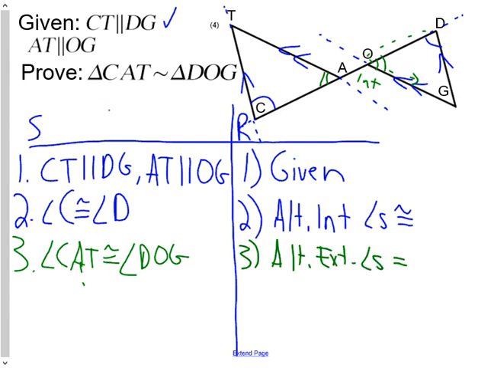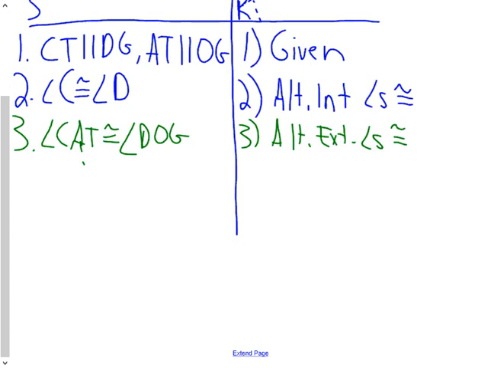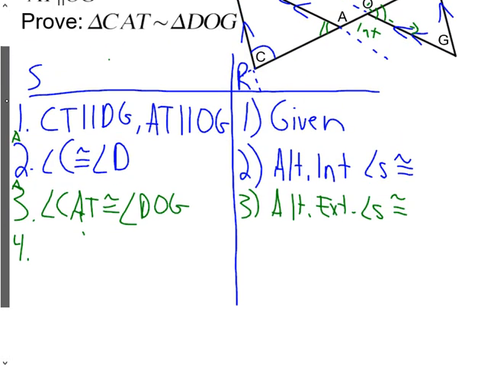And now I have 2 angles, I'm done. The nice part of these is that you only need 2. So triangles are similar, restate your proof, cat and dog, by angle, angle.